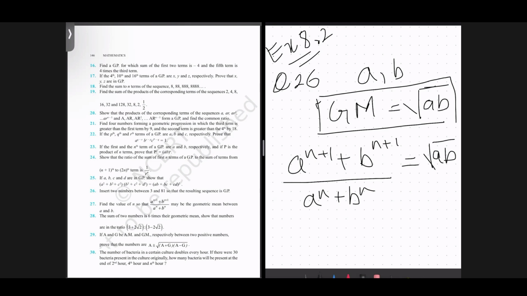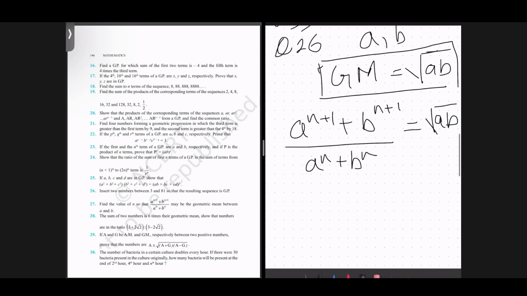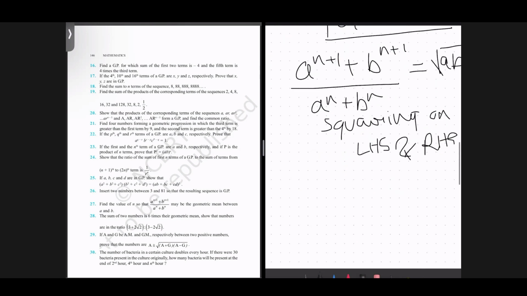Let us see how we're going to solve this, right? So the first thing that I see when I see this equation is that on the RHS, the terms are expressed inside the symbol root, right? So what we should do here is try and square both sides. So let's do squaring on LHS and RHS, right? And let's see what we get then.